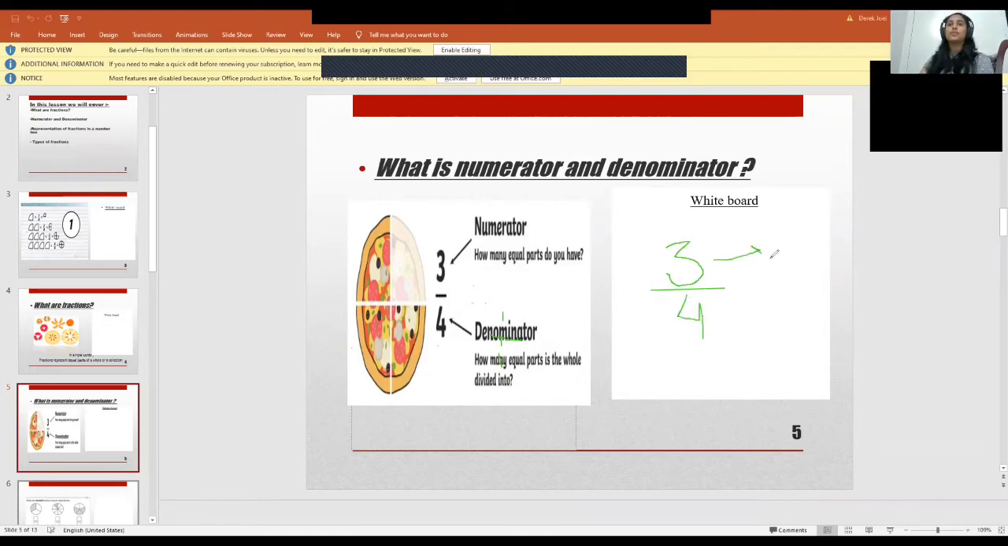As you see, any digit above the line you call the numerator, and any digit below the line you call the denominator. Let's see why you put 3 and why you put 4, or can it be 4 by 3? You call that line "by", so 3 by 4. Let's see why.